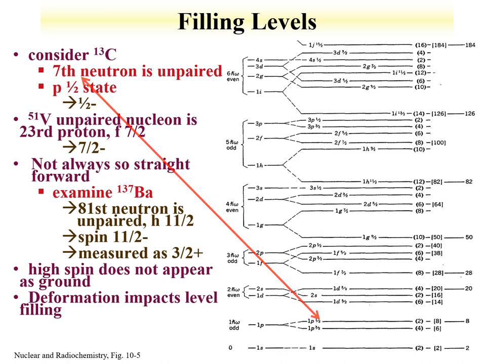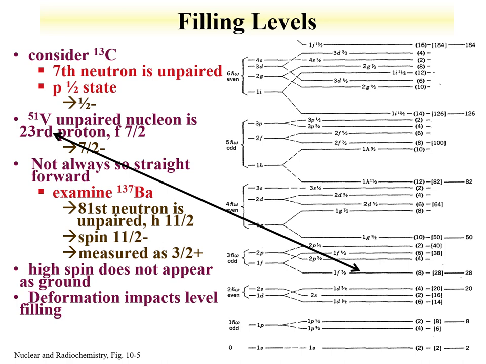Another example is vanadium-51. The odd nucleon is the 23rd proton. 20 protons fit into this 1d3/2. So I can put 3 into the 1f7/2. 1 is unpaired. So f is also negative. So we would expect vanadium-51 to have a spin and parity of 7/2 minus.